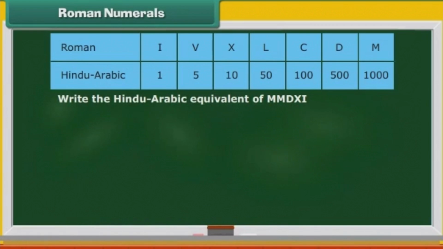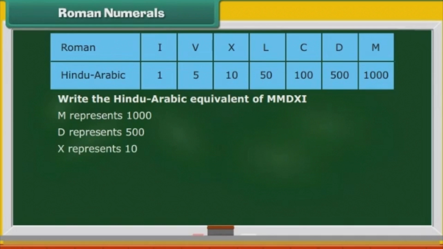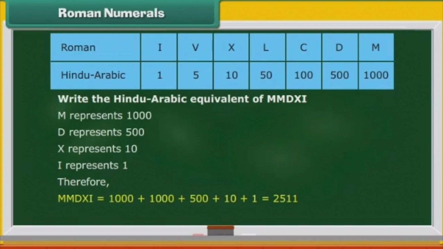Write the Hindu-Arabic equivalent of MMDXI. M represents 1000, D represents 500, X represents 10, I represents 1. Therefore, MMDXI is equal to 1000 plus 1000 plus 500 plus 10 plus 1, which is equal to 2511.